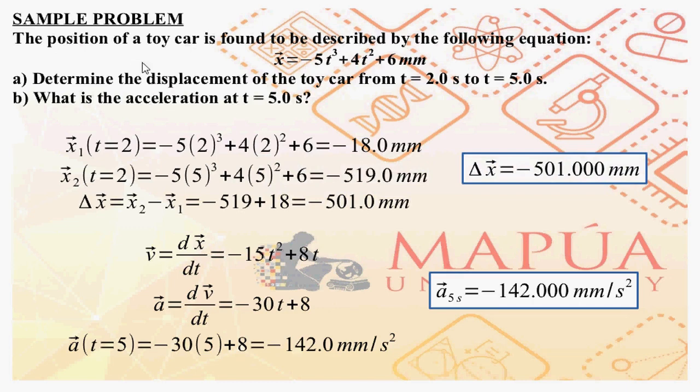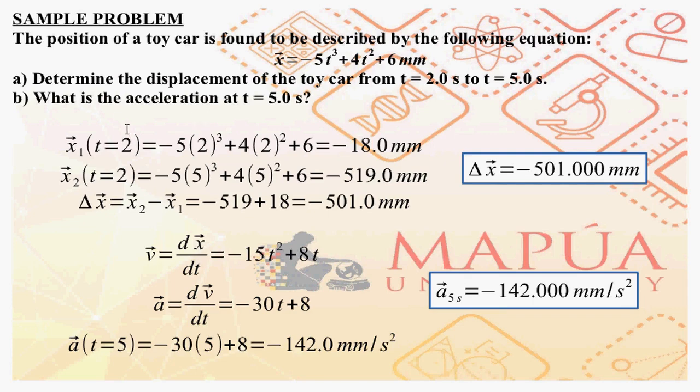Consider the following sample problem. The position of a toy car is found to be described by the following equation: x is equal to negative 5t cubed plus 4t squared plus 6, and the unit is millimeter. Determine the displacement of the toy car from t is equal to 2 seconds to t is equal to 5 seconds. At the 5-second mark, what is the acceleration of the toy car?